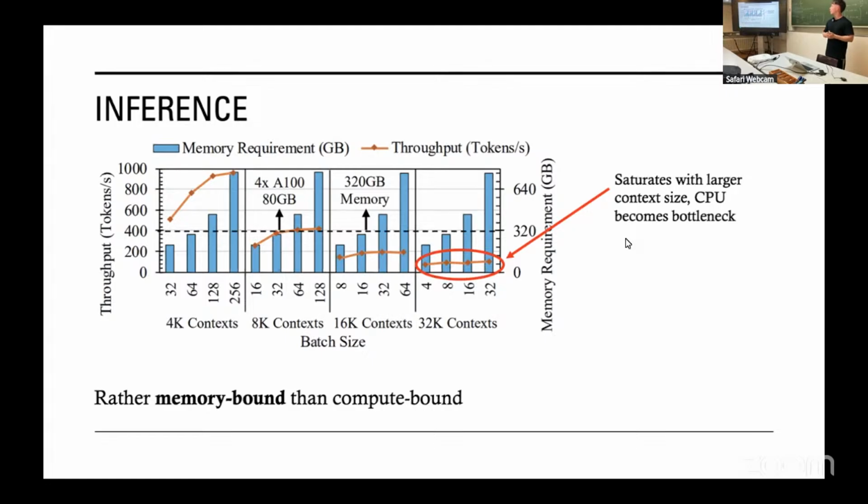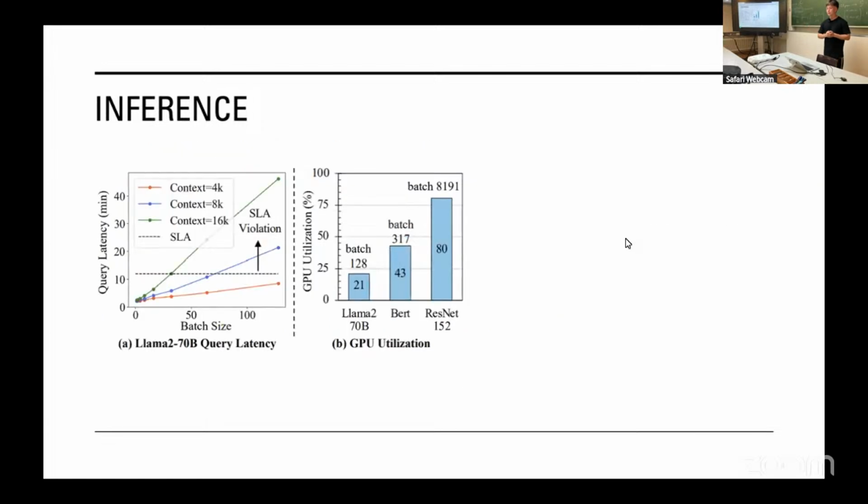So we can conclude that it's rather memory bound than compute bound. And I think we saw in the paper link that the prefill stage is still rather compute bound, but we're going to have a look at this later. But generally, it's memory bound. The latency also increases with larger batch size, and the GPU utilization is quite low. For example, on the Llama 2 model with a batch size of 128, it's 21%.